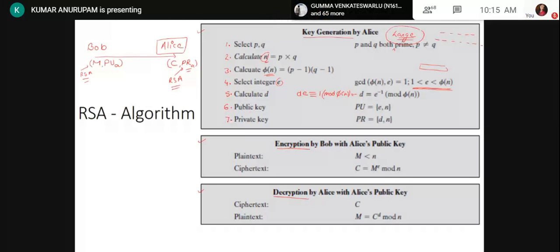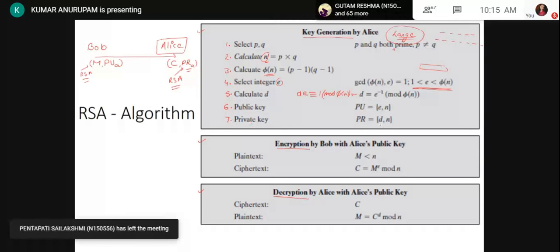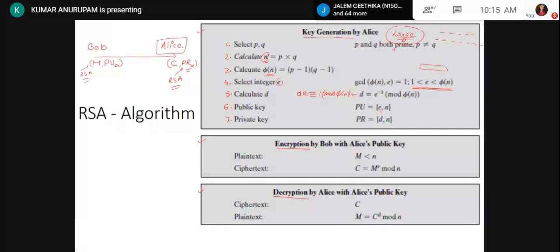Now let's take a look at the private key. The private key is D and N. So remember, the public key is E and N, and the private key is D and N. Now coming to the next part, which is about your encryption. How will Bob do encryption? This is written here.